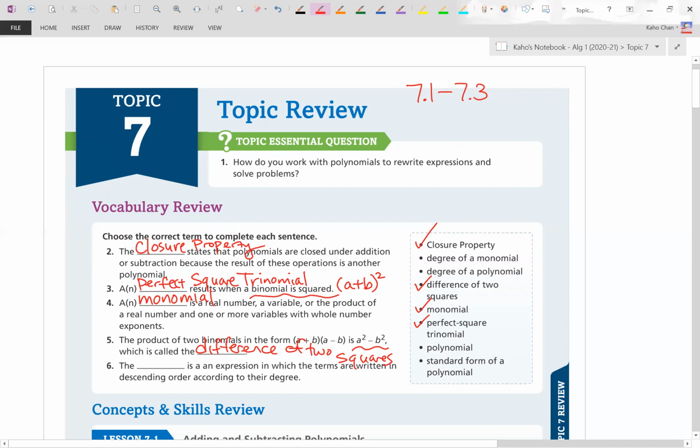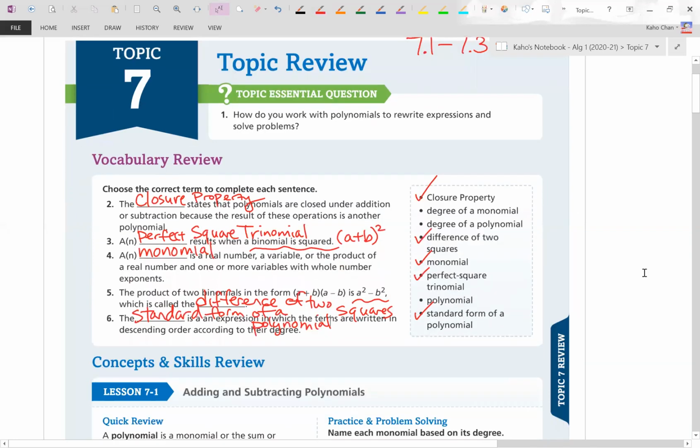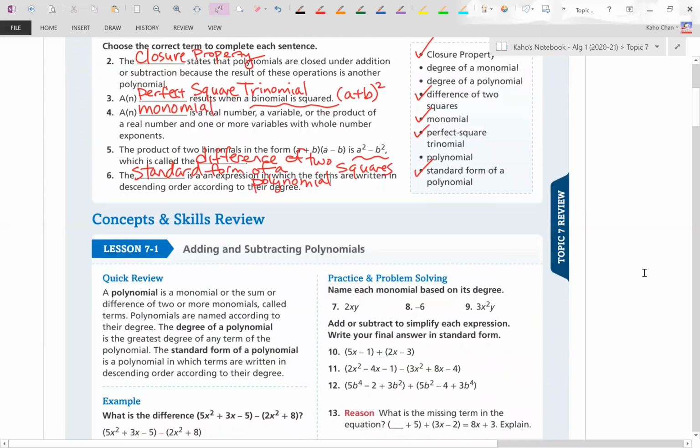And finally, the blank is an expression in which the terms are written in descending order according to their degree. The answer here is the standard form of a polynomial. All right, that takes care of the vocabulary.